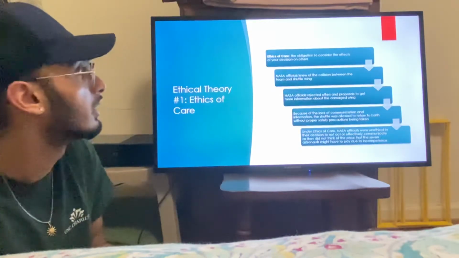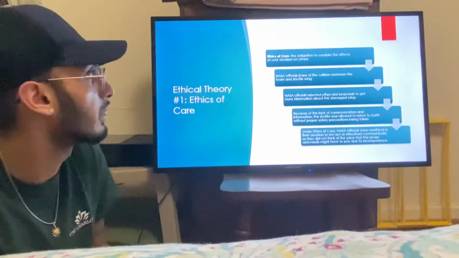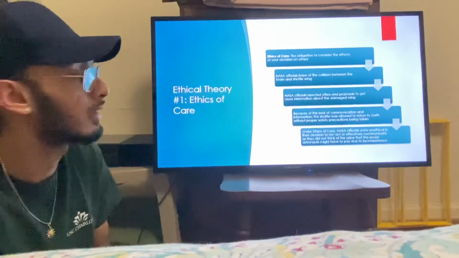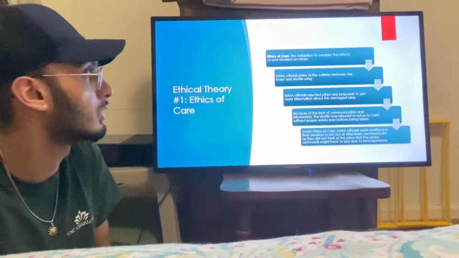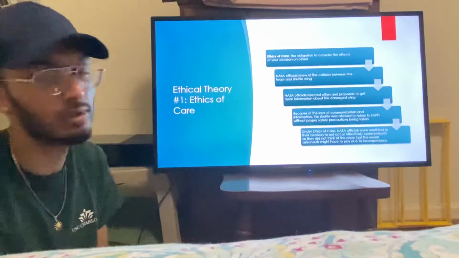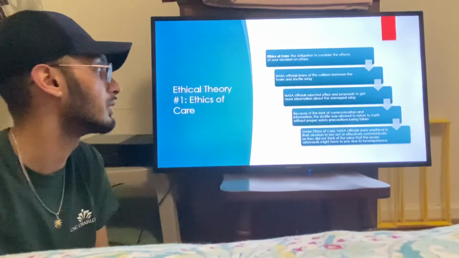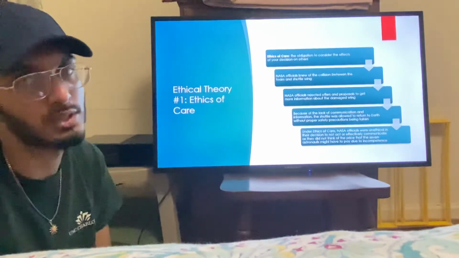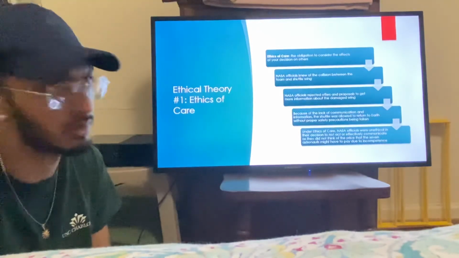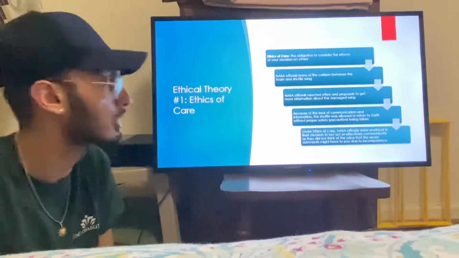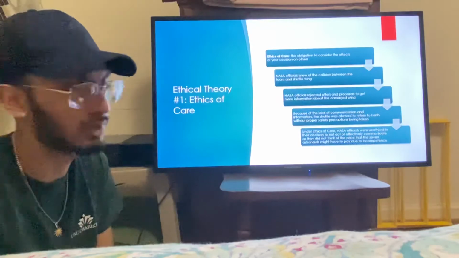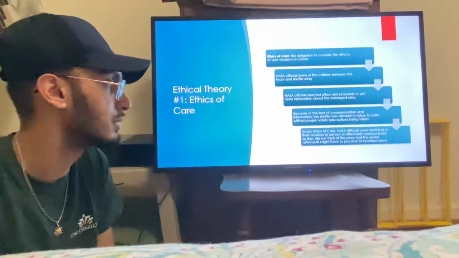The ethical theory is ethics of care, and under ethics of care, there is an obligation to consider the effects of your decisions on others. NASA officials knew of the collision between the foam and the shuttle wing, and they still rejected offers from the Department of Defense and proposals to try to get more information about the damage. Because of the lack of communication and information, the shuttle was still allowed to return to Earth without any other safety precautions being taken.